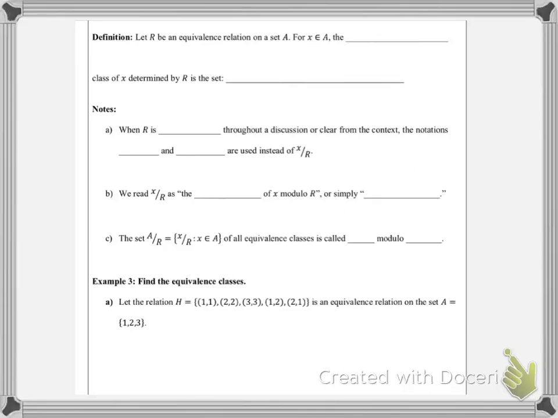Okay, so this should be, I'm hoping, the last in section 3.2 of the video. Let's get started. Let R be an equivalence relation on the set A. So you should know what that is now. An equivalence relation is something that's reflexive, symmetric, and transitive.